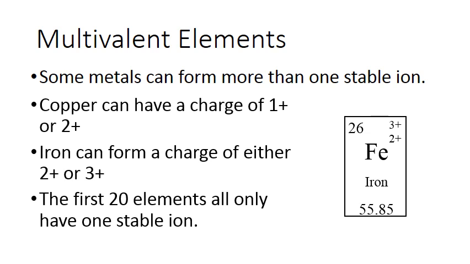Now it's important to notice that the first 20 elements all have only 1 stable ion. So chances are, if on a test you get an element that isn't one of the first 20, your teacher has put it there because it is a multivalent element. So that's a good thing to watch out for on tests.